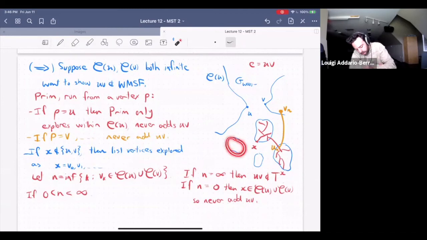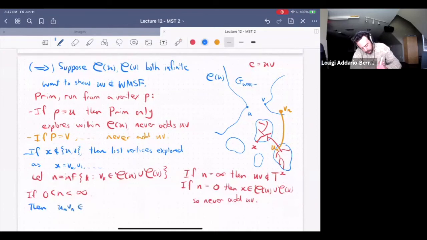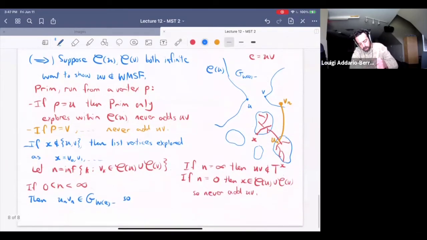Yeah, because I've drawn these blobs as the connected components of this graph. And I'm looking at the first time we enter one of these connected components. Okay, so this edge is not an edge of the graph G_{w(e)-}, right? So UN VN is not an edge of G_{w(e)-}, and so its weight is at least w(e), but it's not this edge either, and all the edge weights are distinct, right? So that means that the weight of UN VN is bigger than the weight of E. Okay.